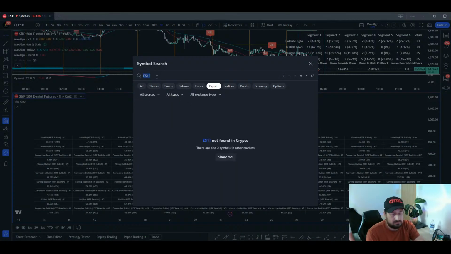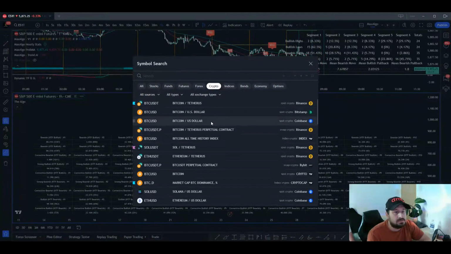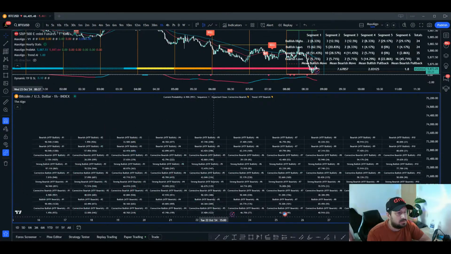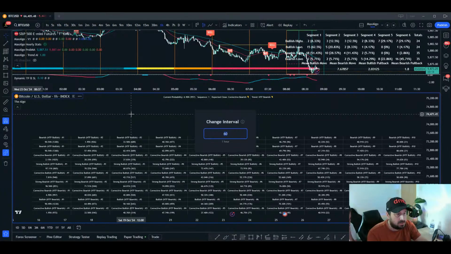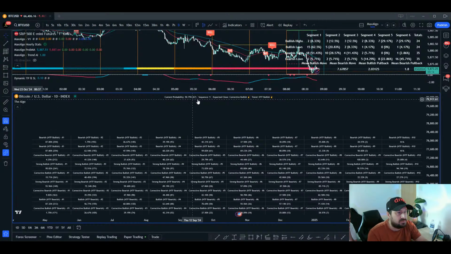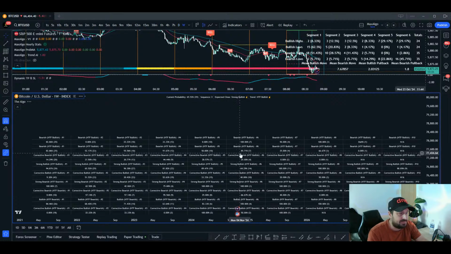Let's go into Bitcoin, and we can see that we have the Bitcoin prediction. So we go to the daily for Bitcoin. Right now it's on a 50%, so we don't have any real probability on the day, apart from it being corrective bullish in a higher time frame bullish. We can go to the weekly.